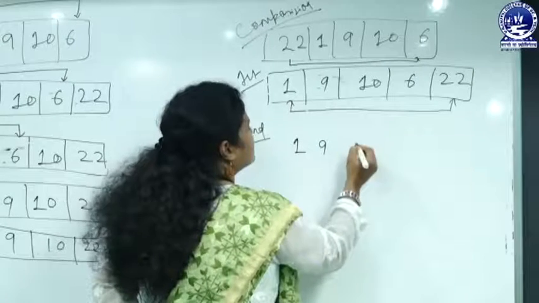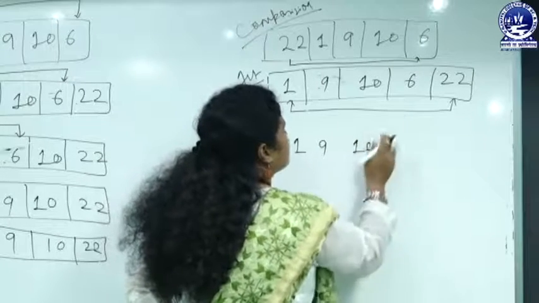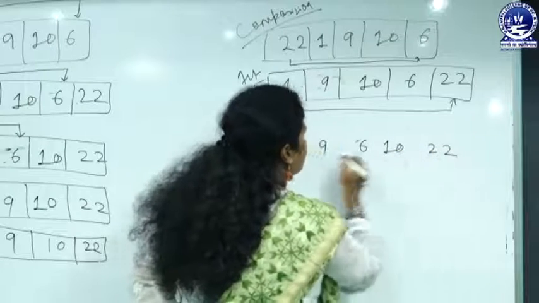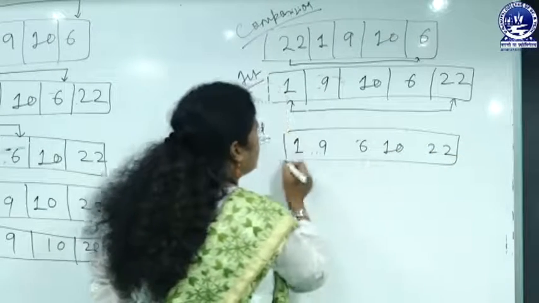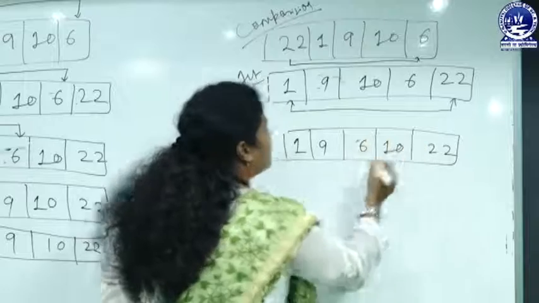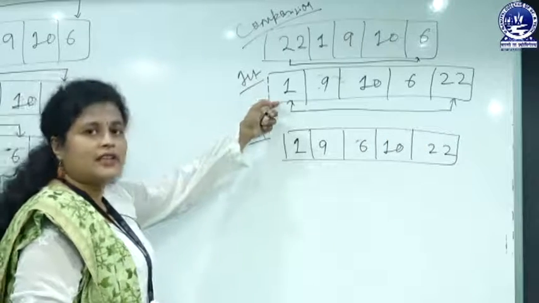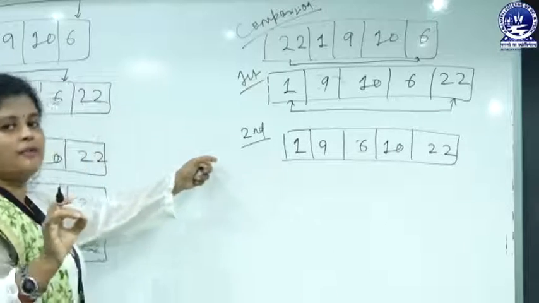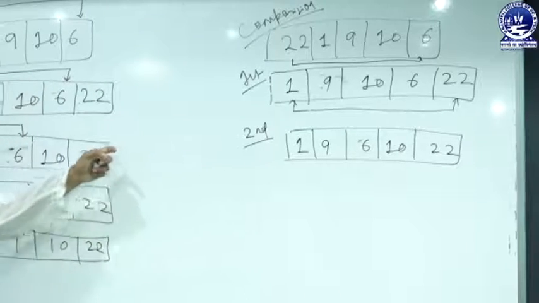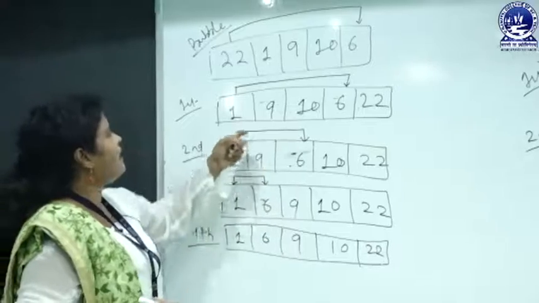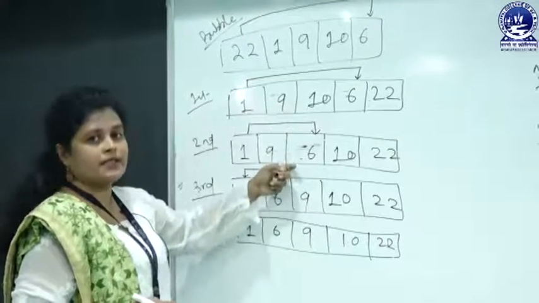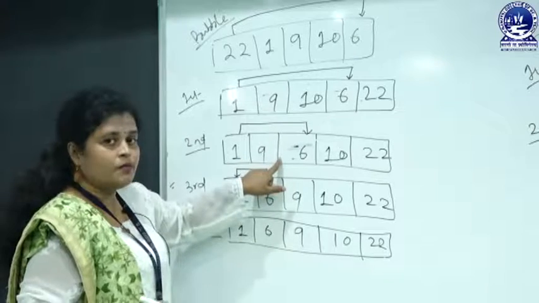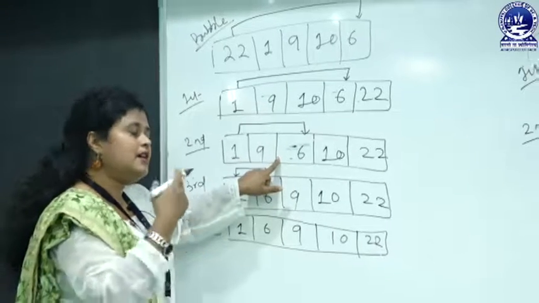1, 9, 9 with 10, all are in OK position, 10 with 6. Now swapping 6 with 10, then 10, 22. Okay. Each time we need to compare, and here it is also clearly visible that after the first iteration of bubble sort you have got the output which is exactly similar to the comparison sort.